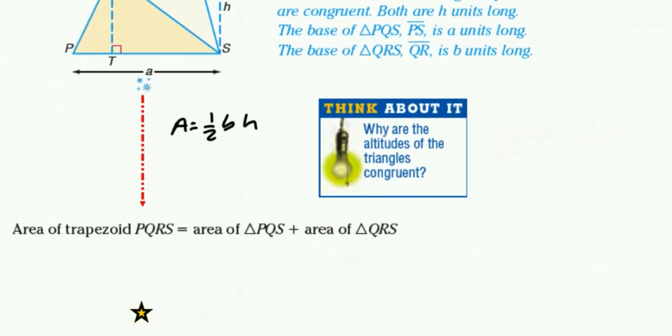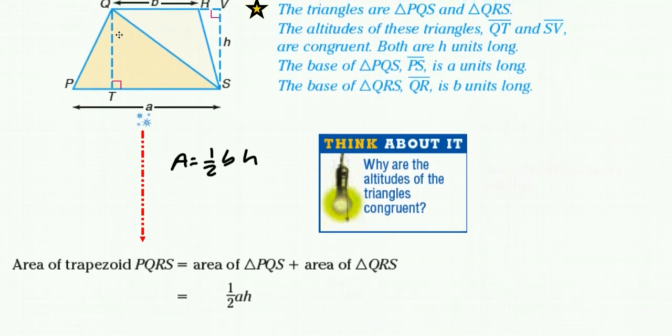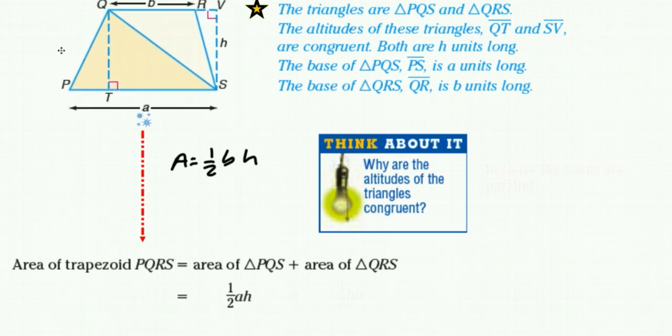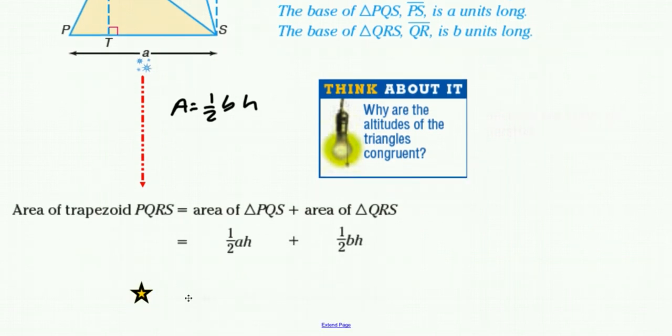So if we substitute that, area of PQS is 1/2 times A times H because PS has a length of A, and this is our height, which is QT. And we know for a fact that QT is the same as VS, and that's the reason why our height is H. And going to our triangle QRS, the area, our base would be b units long, as indicated by the b right there, and we still have the height as h, so this becomes 1/2 times b times h. If you use the distributive property, you end up with 1/2 h times a plus b, which gives us the formula for area of a trapezoid.